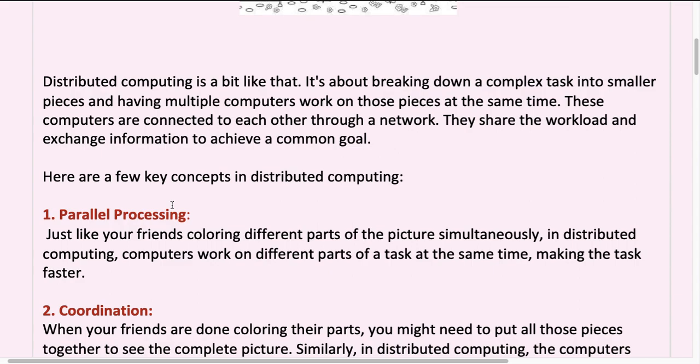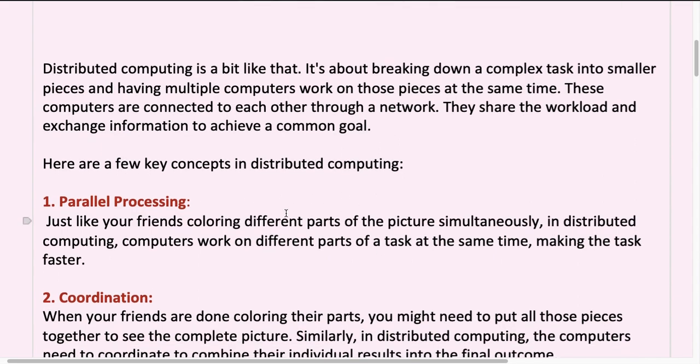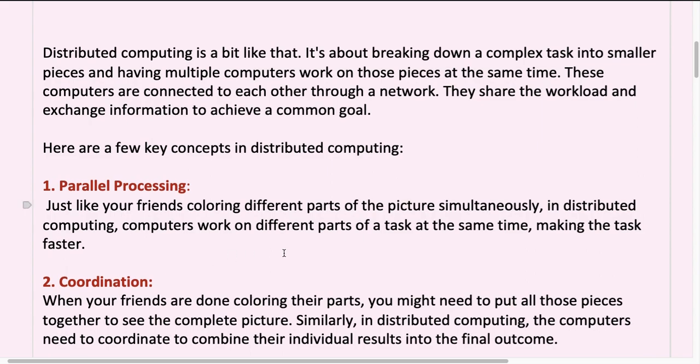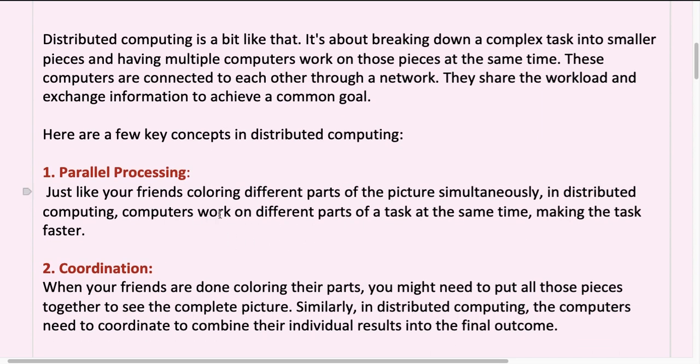Here are a few concepts in distributed computing, and the first one is parallel processing. It's just like your friends coloring different parts of the picture simultaneously. In distributed computing, computers work on different parts of a task at the same time, making the task faster. So this is how parallel processing is performed in distributed computing.